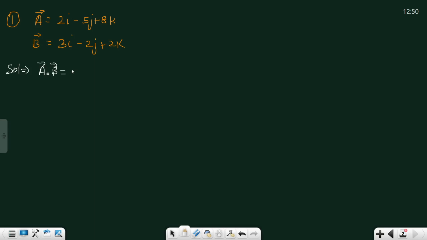So I got 22. You got? बेटा कितना आया? So मुझे 22 आया, but Siddharth को 32 आया. So that means we need to solve this. 6 plus 10 plus 16, कितना आ रहा है? 32 sir, calculation error. है ना? It's 32.